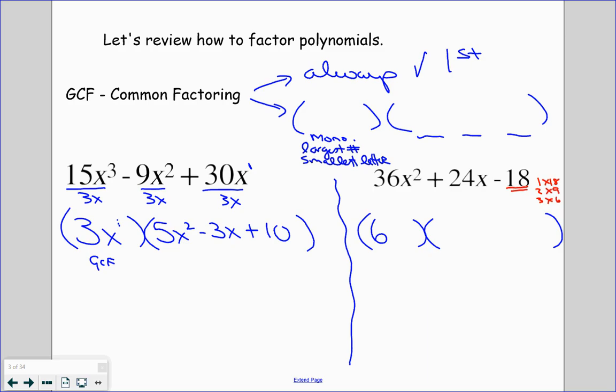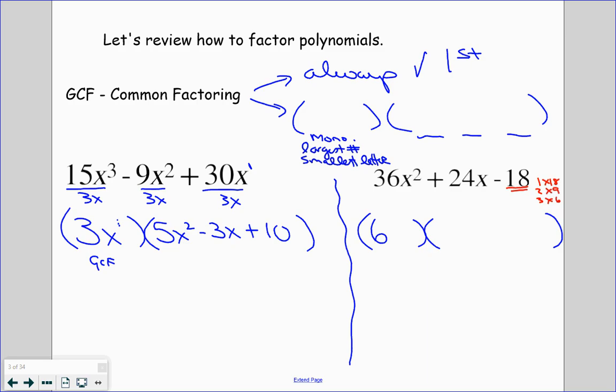So 18 doesn't divide into 24, but it would divide into 36, so you can't use 18. 2 goes into all of them. 9 does not go into 24. 3 goes into all of them, but 6 would be the biggest one that goes into all of them. So 2 would work, 3 would work, but 6 is the biggest, and you always want to pick the biggest.